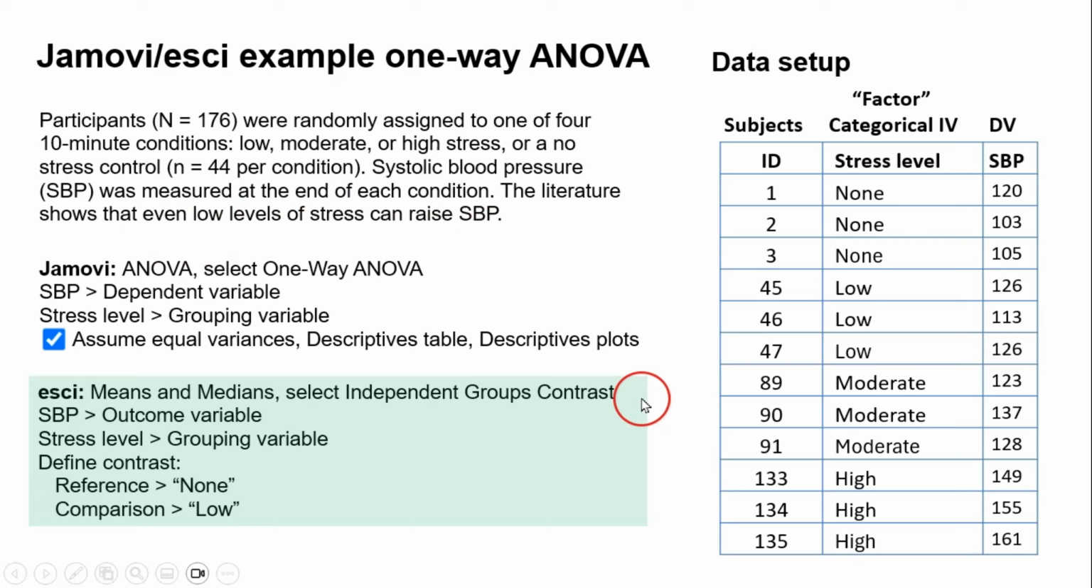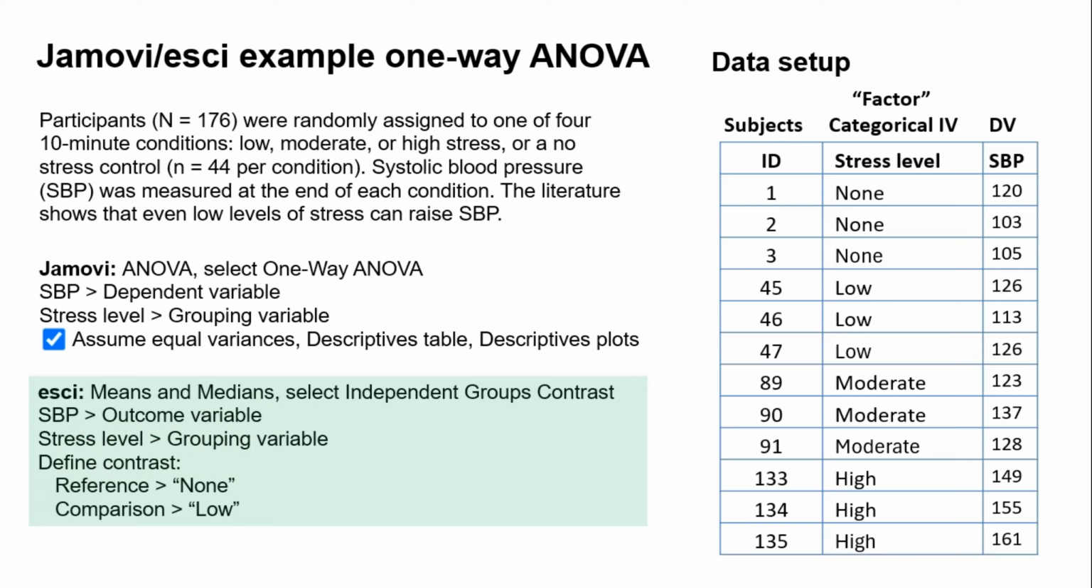So we'll go ahead and conduct a contrast that just compares 2 of the 4 groups with each other. What we'll do is compare the low stress with the control group, or the no stress group. So in ESCI, once you select independent groups contrast, then the systolic blood pressure is the outcome variable, which is the same thing as the dependent variable. And then the stress level, again, will be your grouping variable.